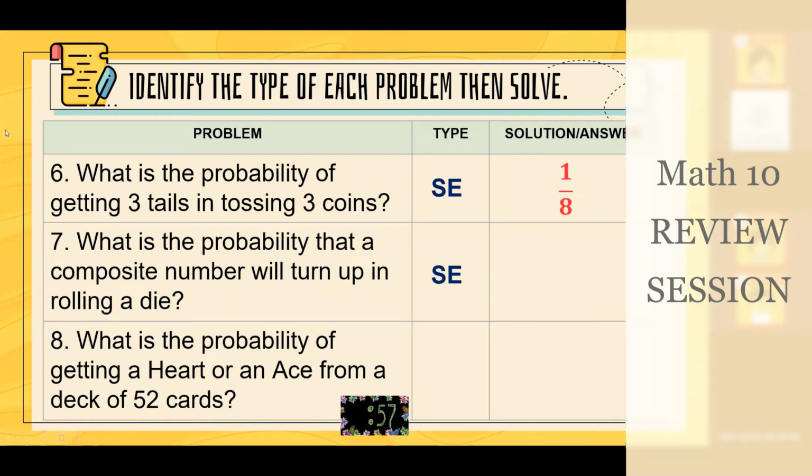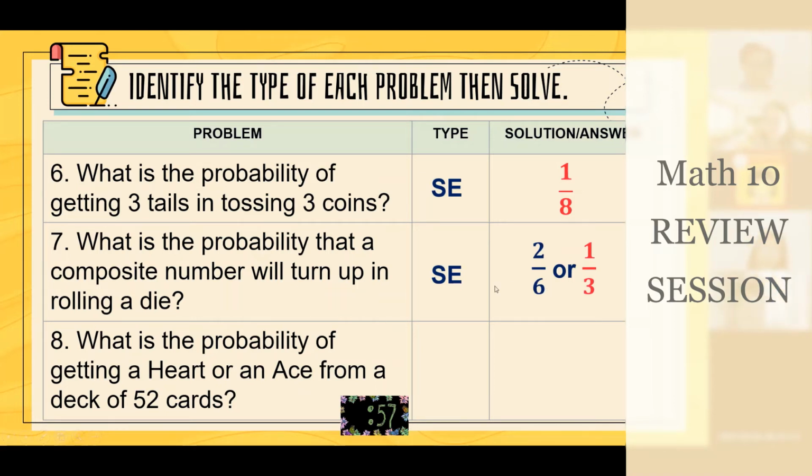Sinong hindi ko pa natawag? Okay, let me go back to Nathaniel. What is your answer here? Yes, it is 2/6. 2/6, reduce to lowest term pa. Yes, 1/3. Okay, very good. You got it correct, because there are 2 composite numbers. And what are those composite numbers, Nathaniel? Out of 4 and 6. Yes, 4 and 6. That's why 4/6 reduced to lowest term will be 1/3.